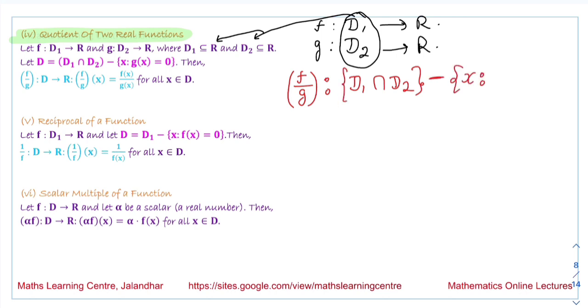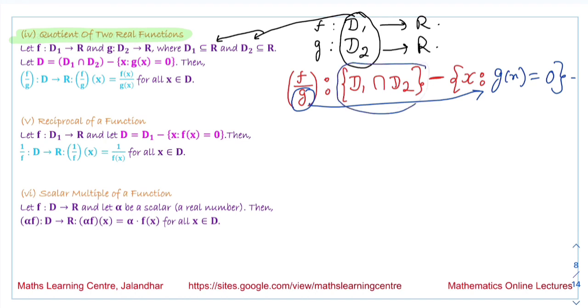all those values of x for which this denominator we are talking about is equal to 0. So from the intersection of d1 and d2, we are further removing the points for which the denominator is 0, and we have defined this function like f by g of x is equal to fx upon gx for all x in d.